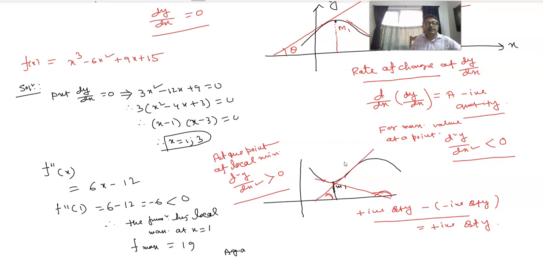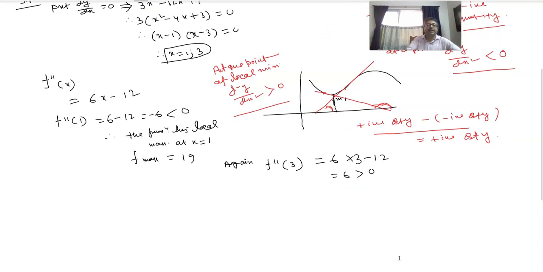Again, f double dash 3 going to be what? 6 into 3 minus 12, 6 greater than 0. So at this point, at x equal to 3, the function has local minima. Therefore, the function has local minima at x equal to 3. Okay?